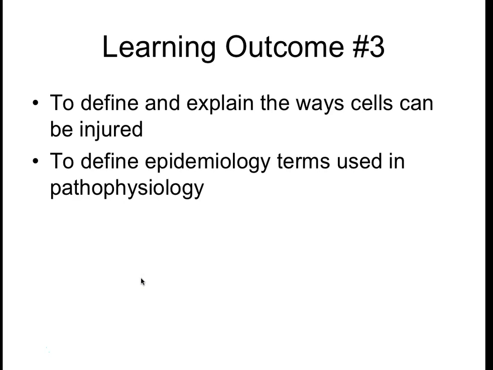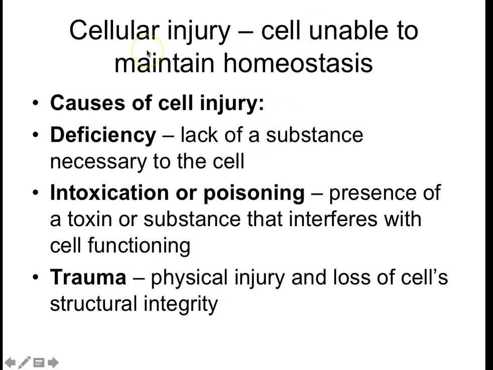So learning outcome number 3. Define and explain ways cells can be injured and some epidemiology terms around disease and pathophysiology. Whenever a cell is injured and it cannot maintain homeostasis, it runs out of its bag of tricks, then you can have disease. So the cell injury can be a lack of something. You might need a certain vitamin or a certain cofactor for the cell's metabolism to work properly. So that deficiency, let's say of iodine, would mean that the thyroid wouldn't have a vital component to making their hormones like thyroxine.